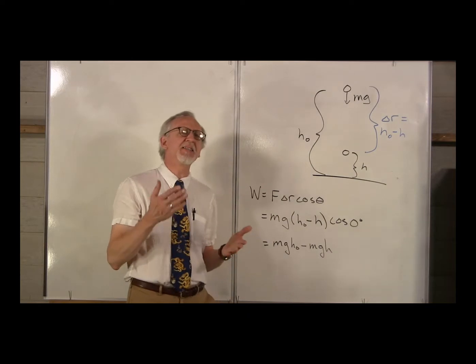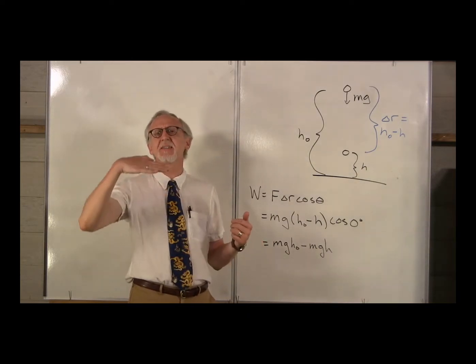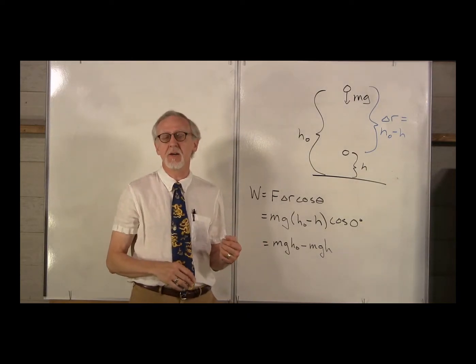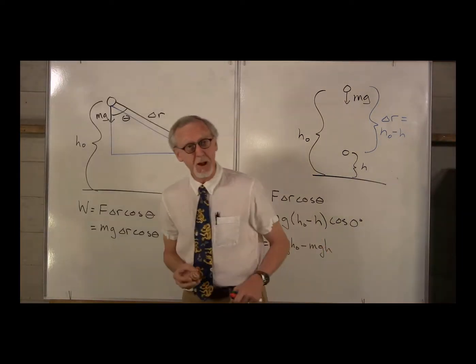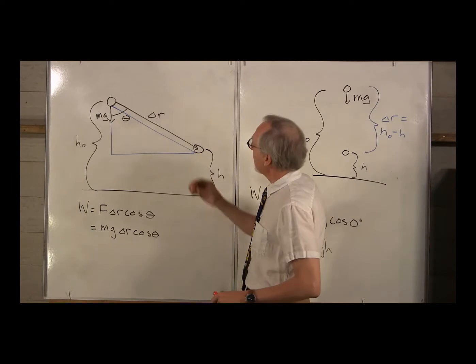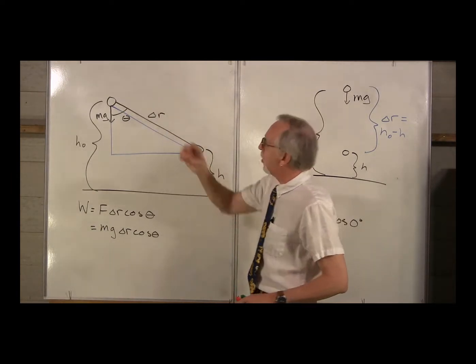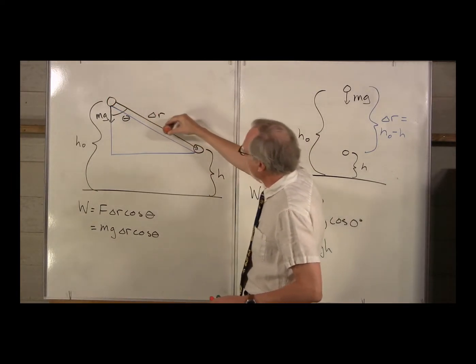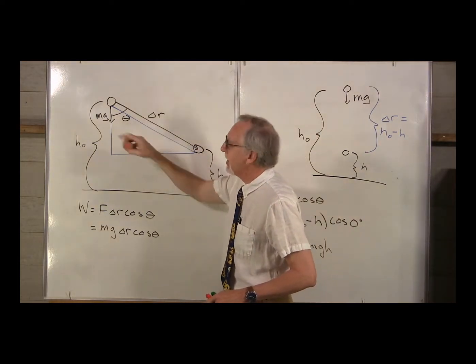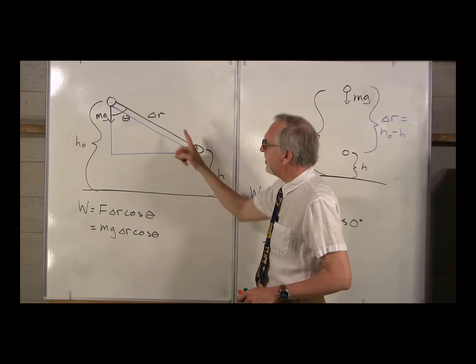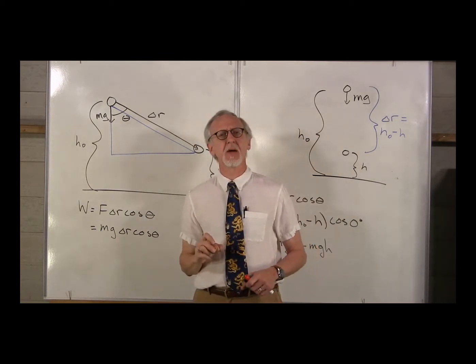What if the object does not go straight down? What if it's, say, sliding down an incline? What is the work done by gravity in that case? Let's imagine that rather than dropping straight down, our ball rolls down or slides down an incline at some angle theta to the vertical. In this case, how much work does gravity do on the object?